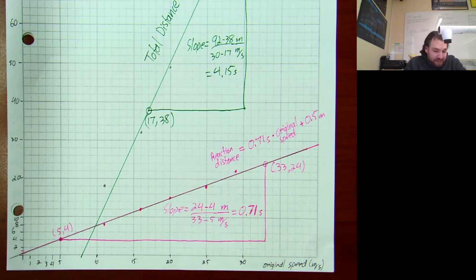What that would mean is that there is no original speed, and if there's no original speed, then there's no reaction distance. Does that make sense? Okay, so 0, 0 would be a valid data point here. Okay, that's cool.